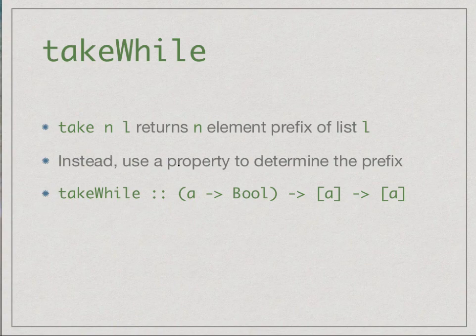So here is the type of takeWhile. It takes a property, a function from a to Bool like a filter function, and then given a list of a, it takes the longest prefix of the list which satisfies this property.